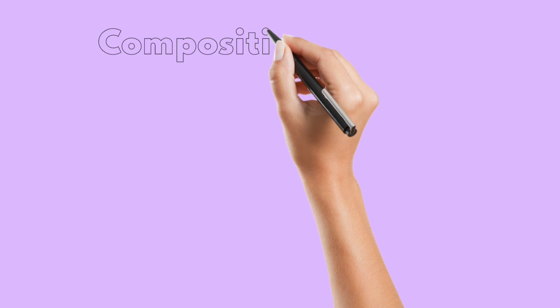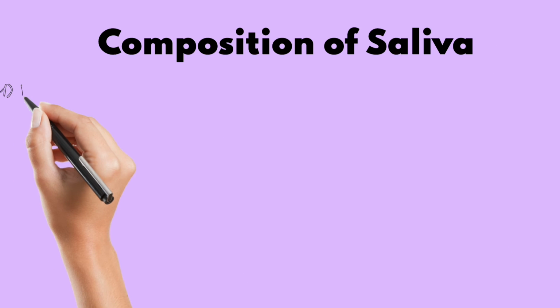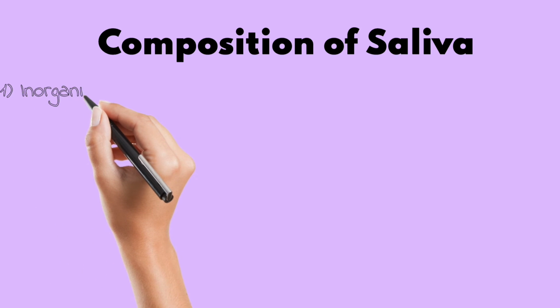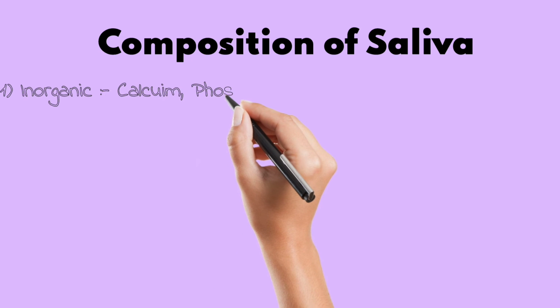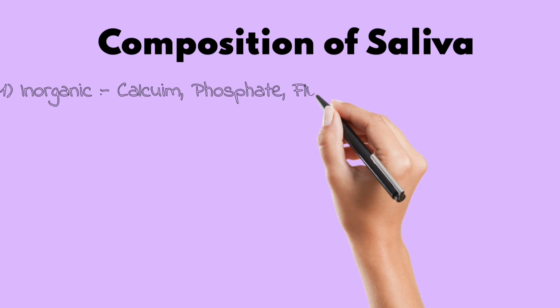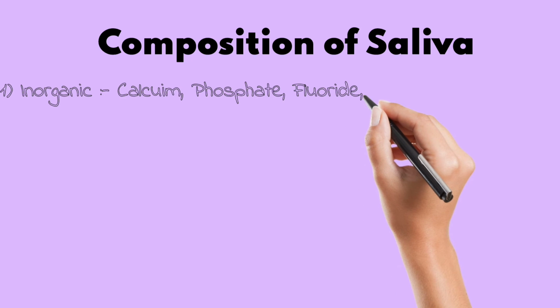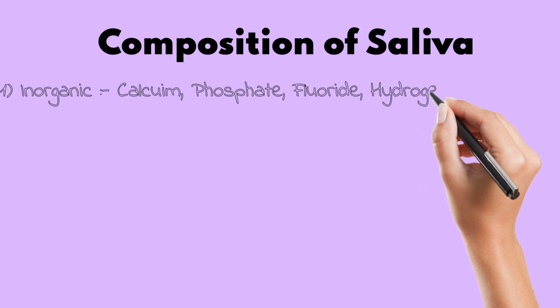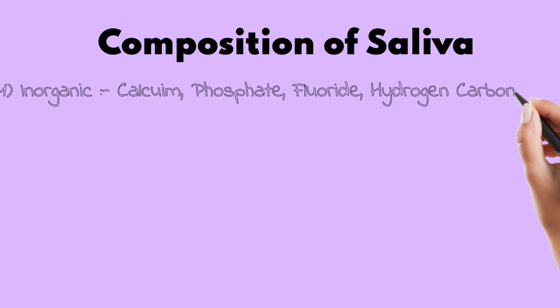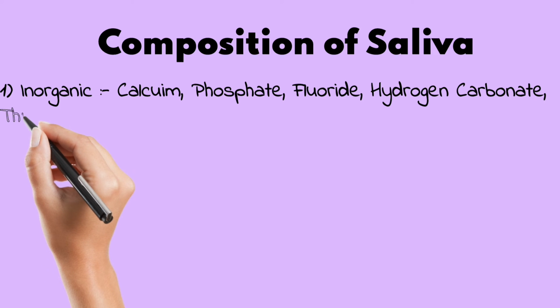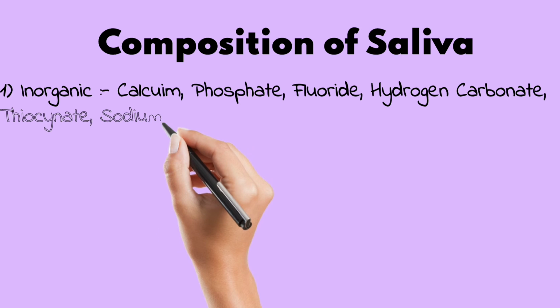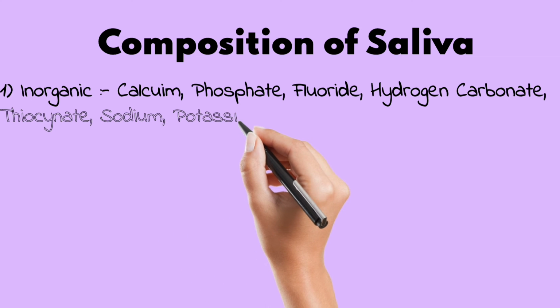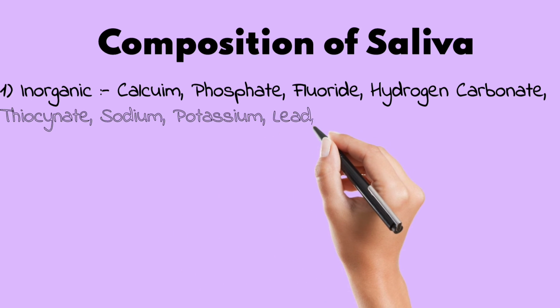Next, we'll study the composition of saliva. This is a very important and a 10-marker question frequently asked in the university exam: write the composition of saliva in detail. So let's study the composition of saliva. The saliva has a pH of about 6.5 to 7.5 and a total volume of about 750 to 1000 ml per day. The saliva mainly consists of 99% water and 1% organic and inorganic substances.